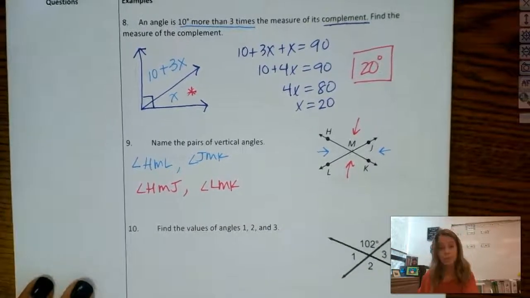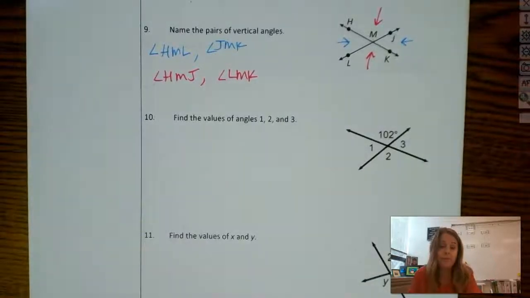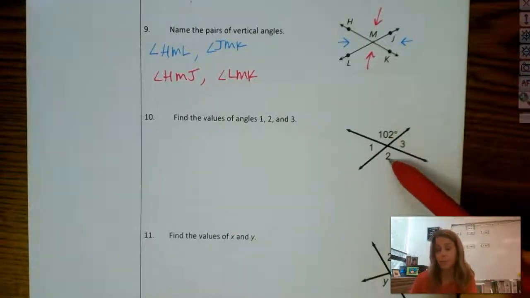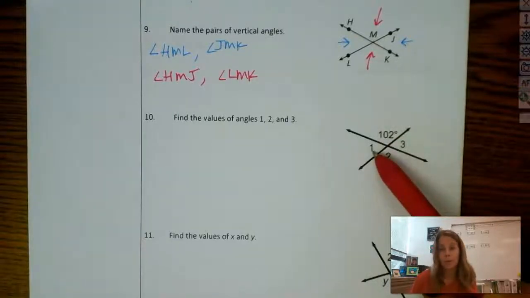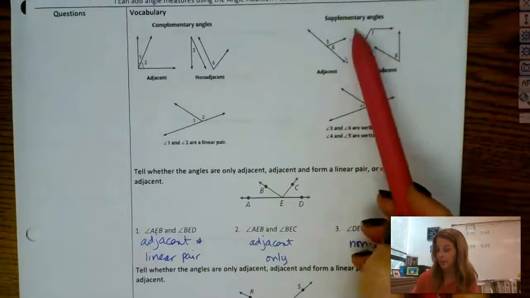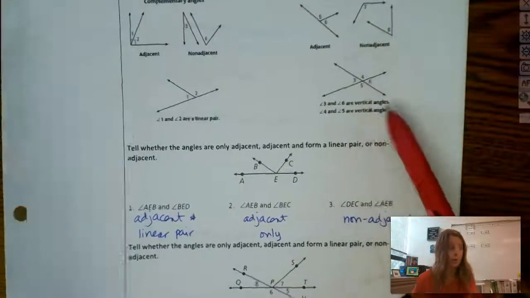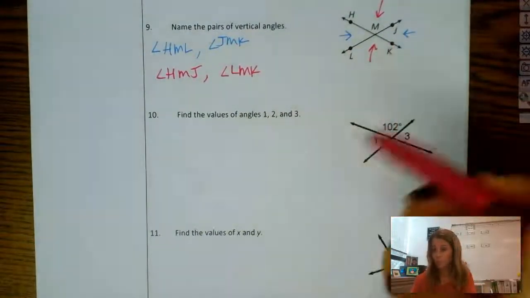Let's do number 10, since it still deals with vertical angles. Find the values of angles 1, 2, and 3. I've got 2 properties here. I know that 102 and angle 2 are vertical angles. I also know that 102 and angle 1 are a linear pair. So if angles 1 and 2 are a linear pair, I know that they're supplementary. And if angles are vertical angles, I know they're congruent. So I can just fill this in around the whole circle.